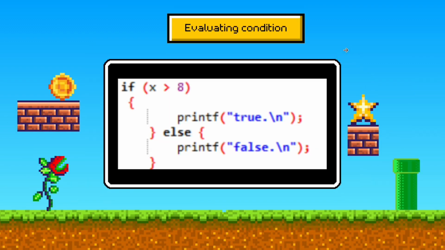Okay, for the last evaluating condition example, if x greater than x, the result must be true. Okay, that's all from me.